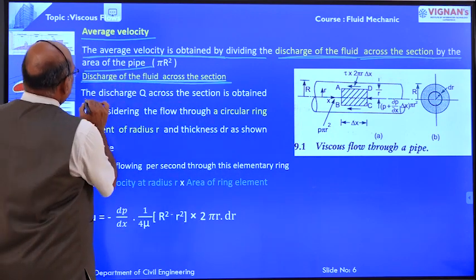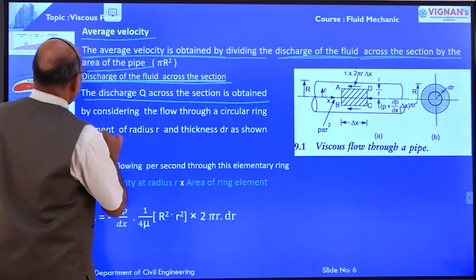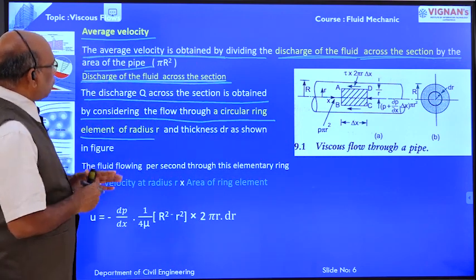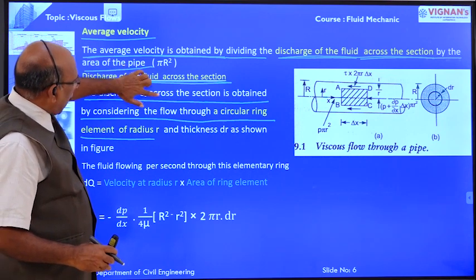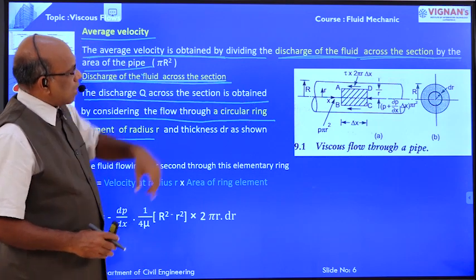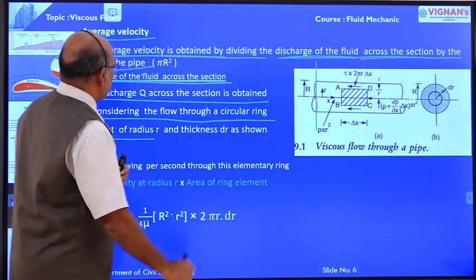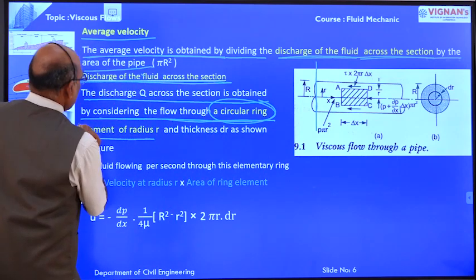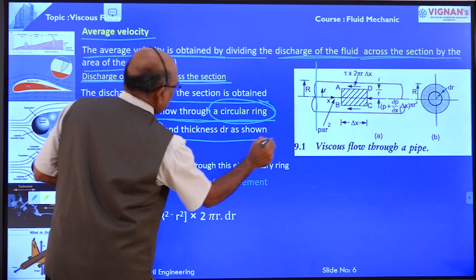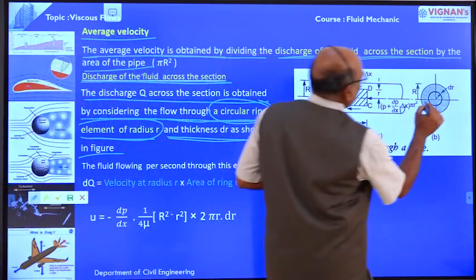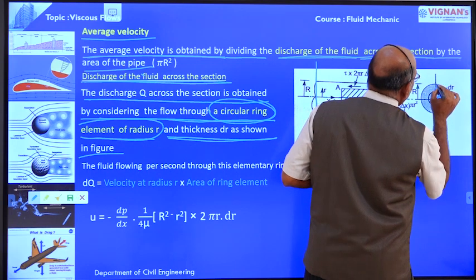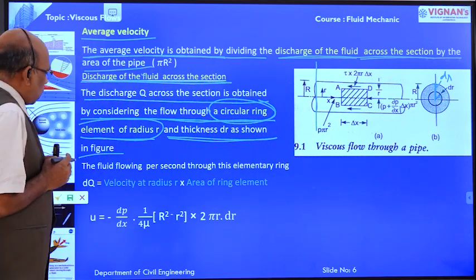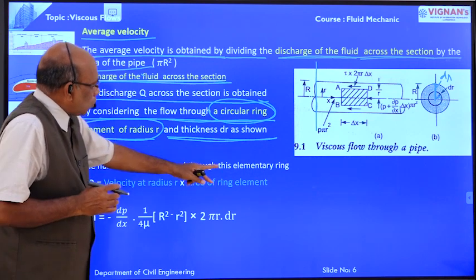Now, the discharge Q across the section is obtained by considering the flow through a circular ring of elementary radius small r and thickness dr. Here, the radius of the elementary strip is small r and the thickness is dr.